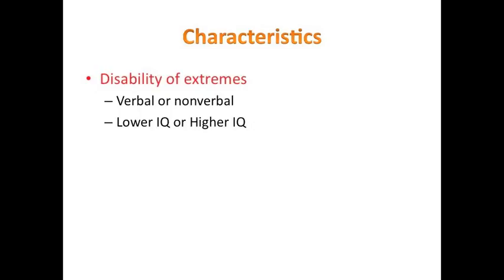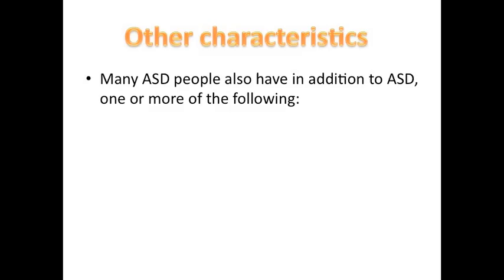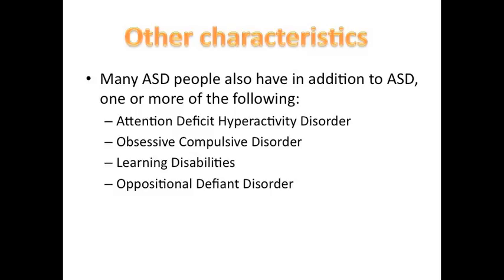It's important to note that someone with ASD can either be verbal or nonverbal, have a low IQ or a high IQ. Autism spectrum disorder is a disability of extremes. Someone with ASD can also have issues socially, emotionally, with language, or sensory issues. Many people with ASD also have one or more of the following: attention deficit hyperactivity disorder, obsessive compulsive disorder, a learning disability, or oppositional defiant disorder.